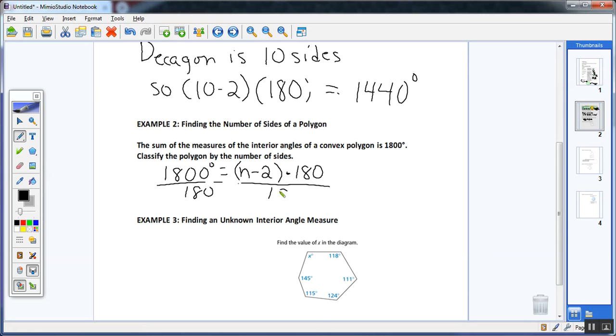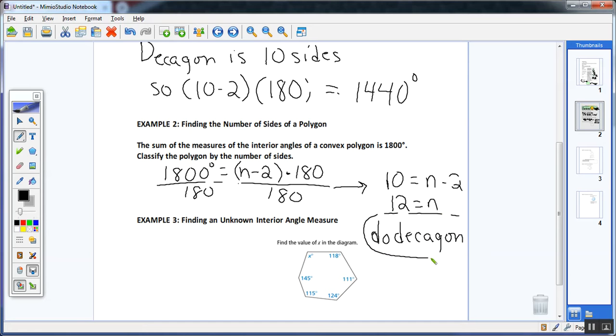Over here, you guys agree that this becomes the following? What's 1800 divided by 180? 10. So 10 is equal to n minus 2. Then you've got plus 2. You bet. So if I add 2 to that, what do you get? 12 is equal to n, which is a 12-sided figure. What's the name of it again?